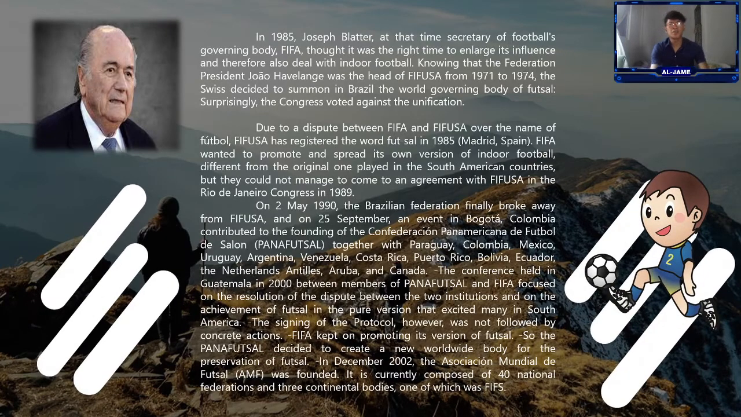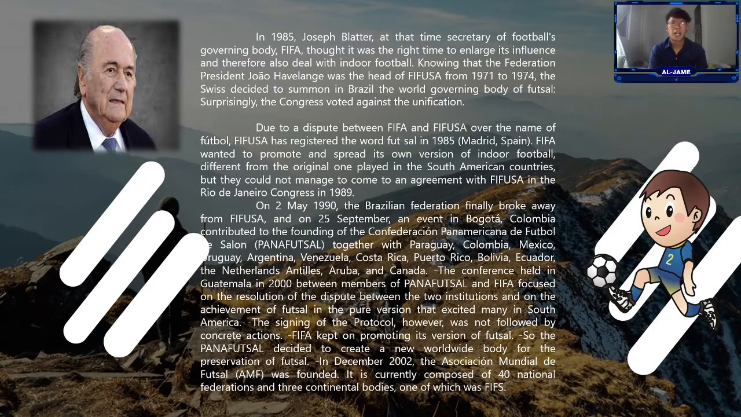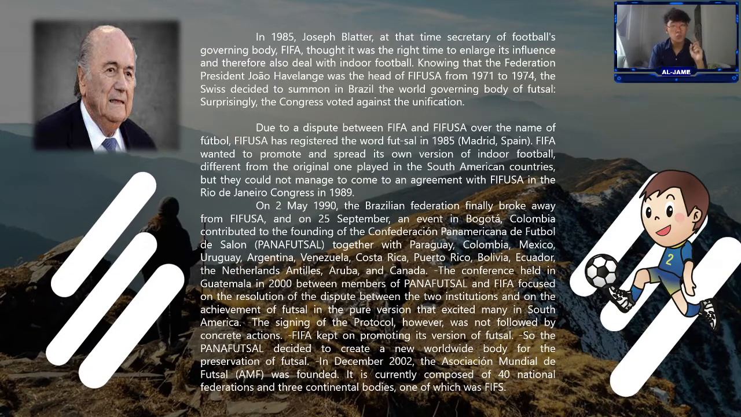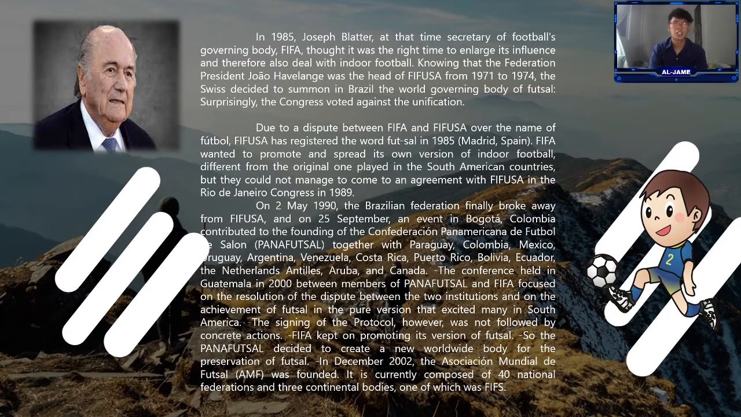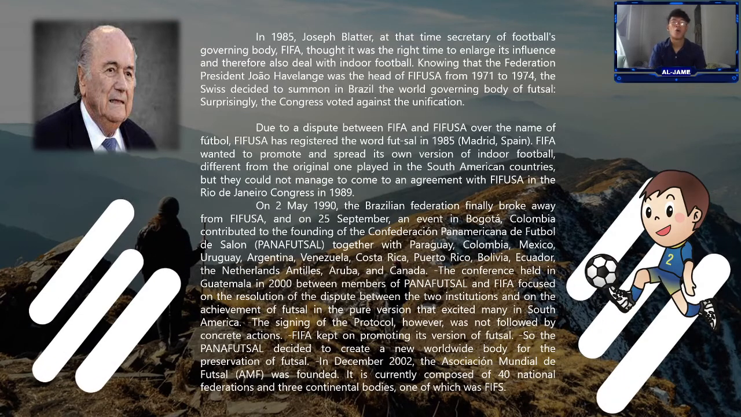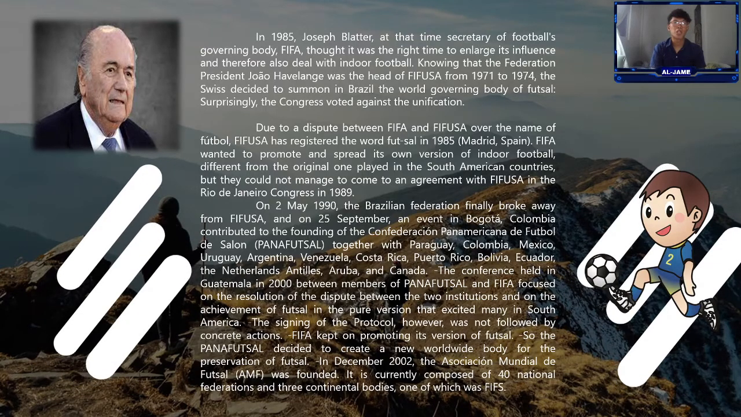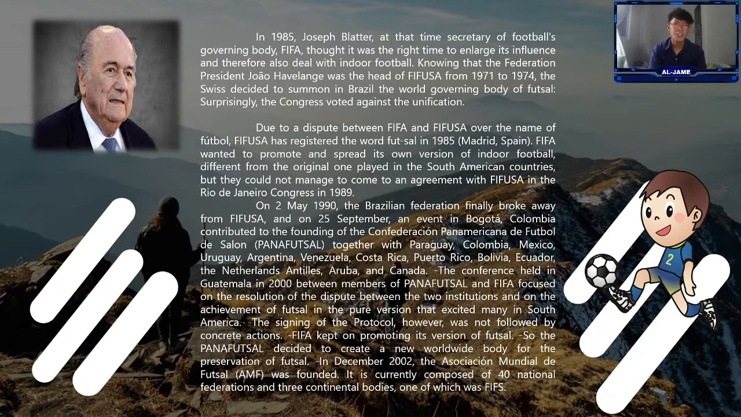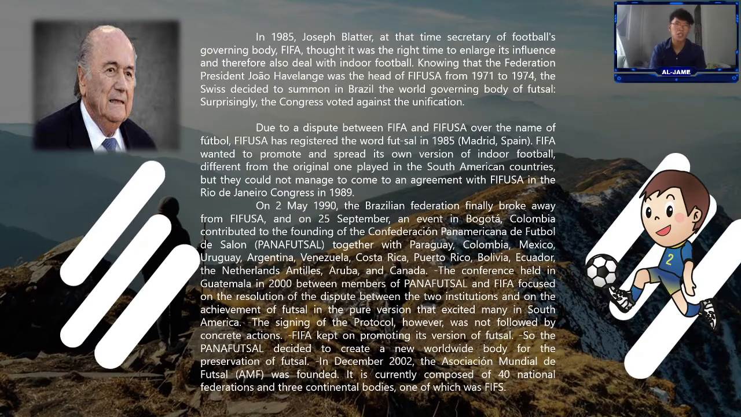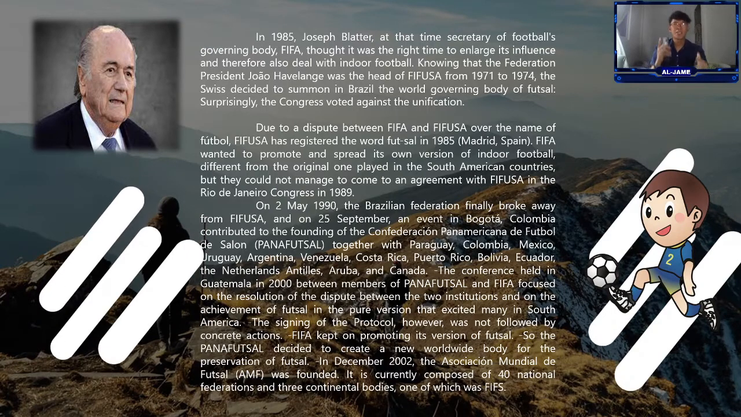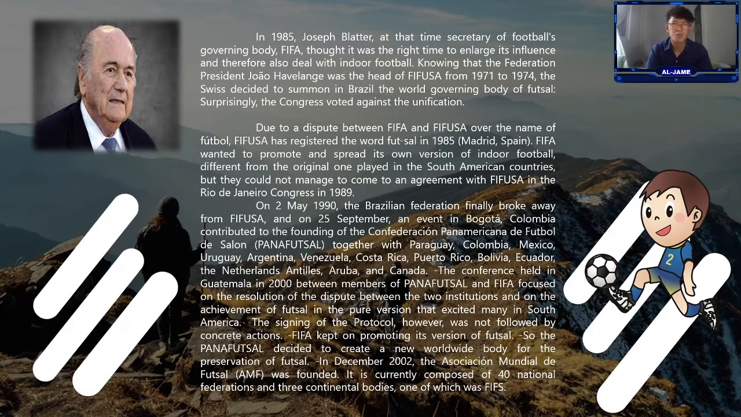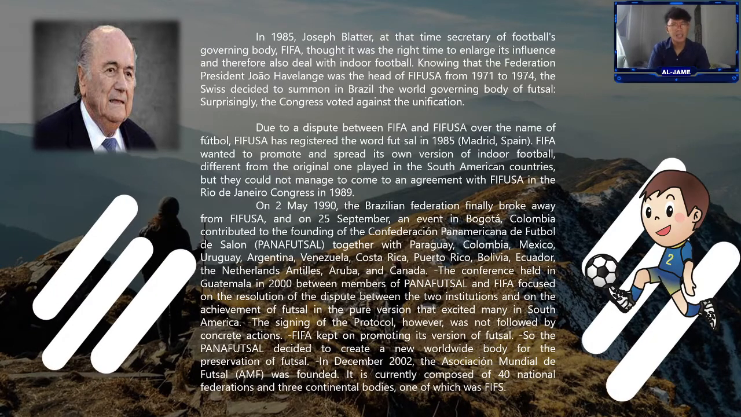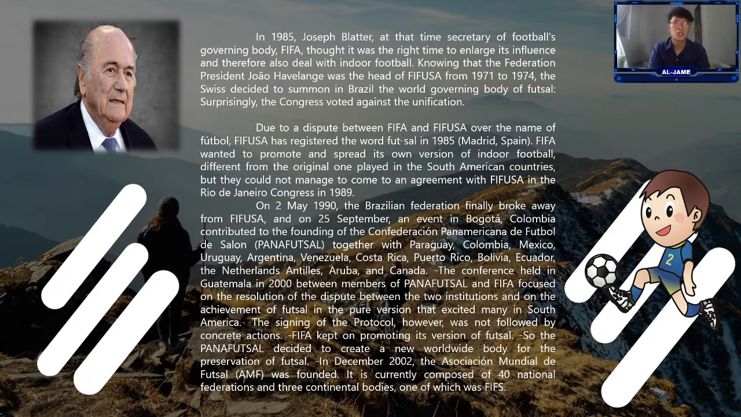In 1985, Joseph Blatter, at the time Secretary of football's governing body FIFA, thought it was the right time to enlarge its influence and therefore also deal with indoor football. Knowing that the federation president Joao Havelange was the head of FIFUSA from 1971 to 1974, the Swiss decided to assume in Brazil the world governing body of futsal. Surprisingly, the Congress voted against the unification.